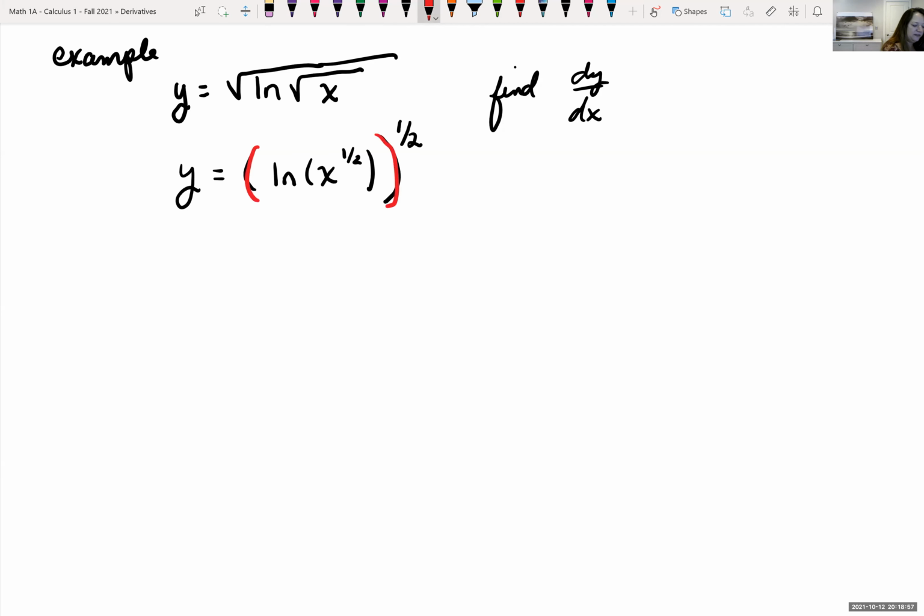Inside this main parentheses, we can use properties of logs to bring our exponent down. So let's rewrite this as y equals 1/2 times the natural log of x. And then this is all raised to the 1/2 power.